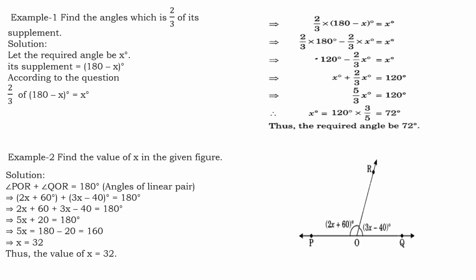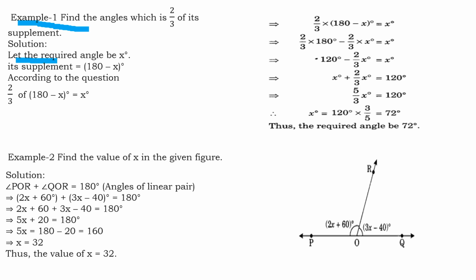Now let us see some examples. The first example is: find the angle which is 2 by 3 of its supplement. So here you should remember what a supplement was. Supplement means two angles whose sum is 180 degrees. They are asking to find the angle which is 2 by 3 of its supplement.